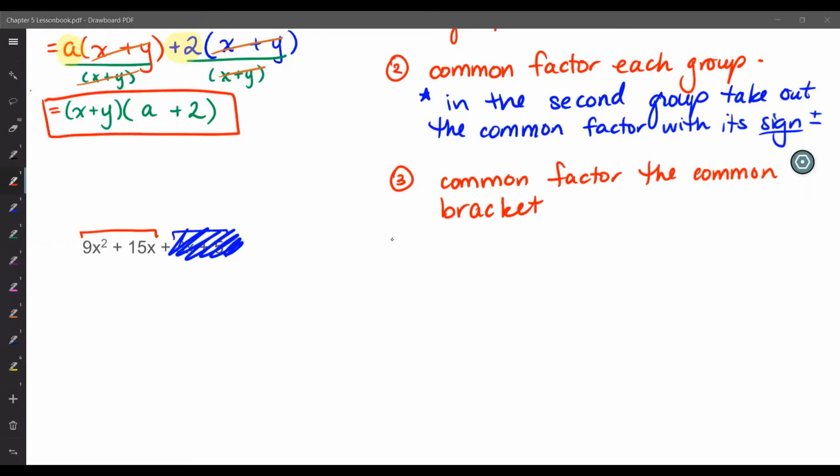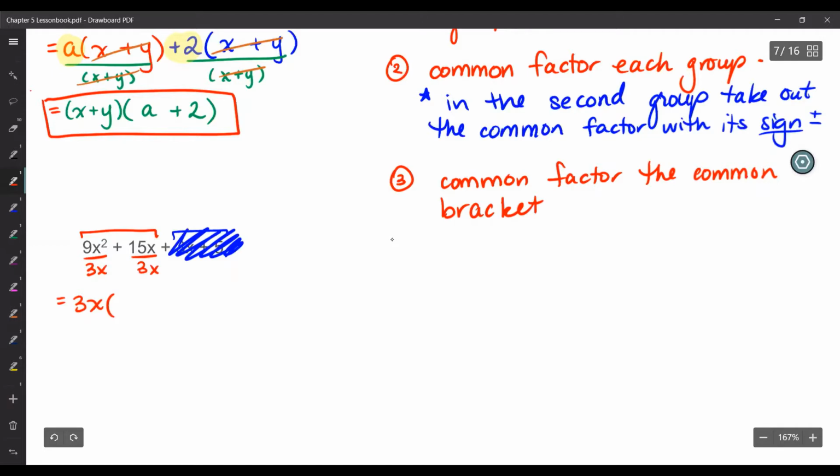X. X is one of them. Mackenzie, what else? Sorry, what was that? 3. X and 3. So 3x is the common factor. And we'll divide that out from each term and write what's left in a bracket.